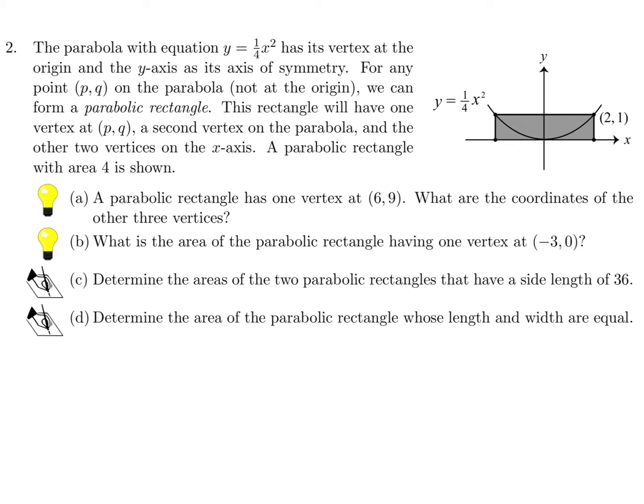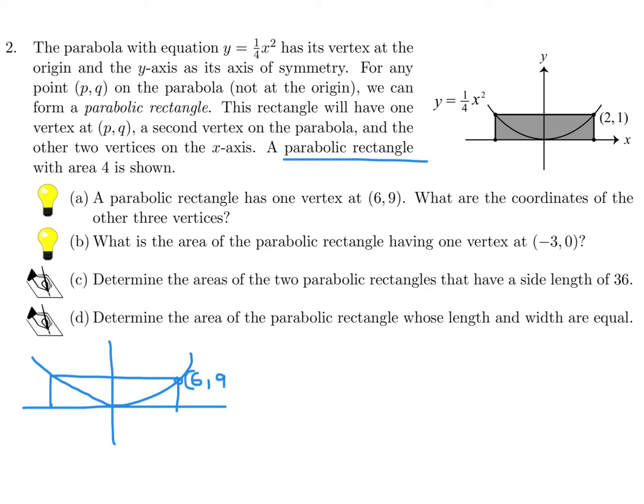Parabolic rectangle with one vertex 6, 9. What are the coordinates of the other three vertices? All right, so let's just make a little diagram. So this is my parabola, and the parabolic rectangle. All right, great. So they're saying that one vertex is 6, 9.